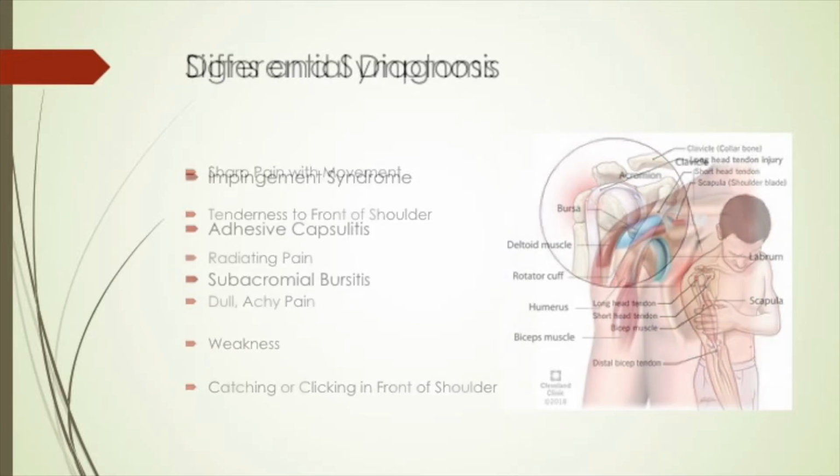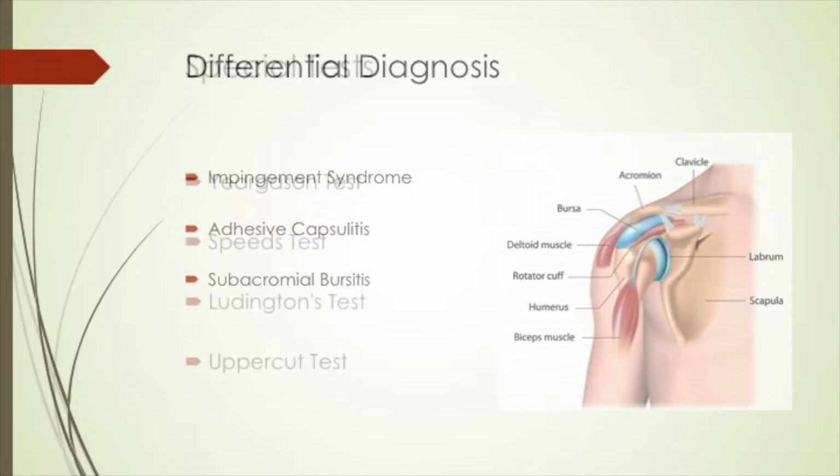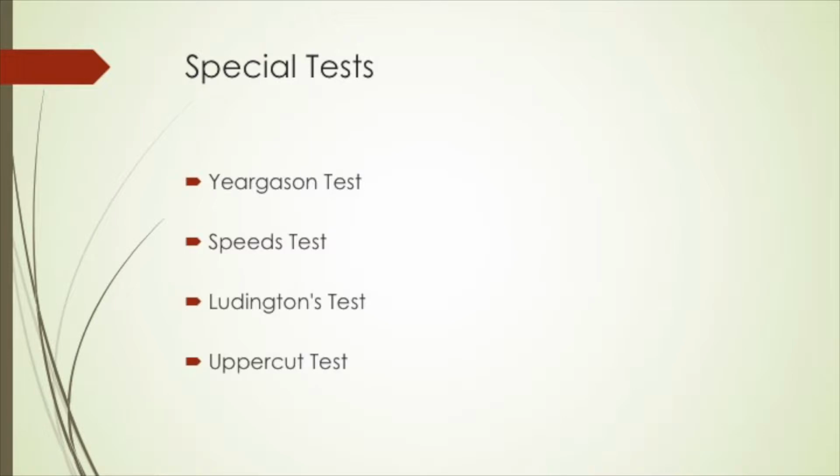A differential diagnosis of bicipital tendinitis is impingement syndrome because of where the pain starts and radiates, as well as because it has the same mechanism. Also, adhesive capsulitis because of the pain being worse at night, and subacromial bursitis because of where the pain is located and the movement that causes the pain. There are four main special tests that test for bicipital tendinitis. They are Yergason's test, Speed's test, Ludington's test, and the uppercut test.